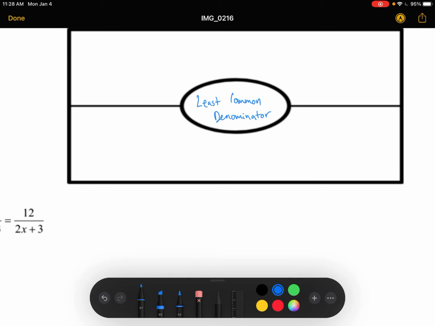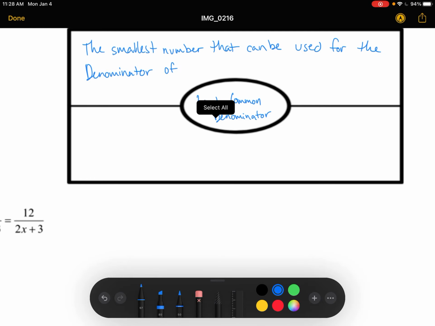And an LCD, or least common denominator, is the smallest number that can be used for the denominator of two or more fractions. And what we're going to see is, let's say we have three terms, we have three denominators. We're going to have to find the LCD for all three of these things.